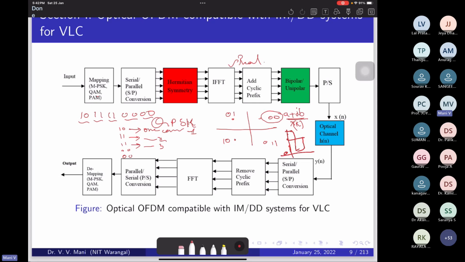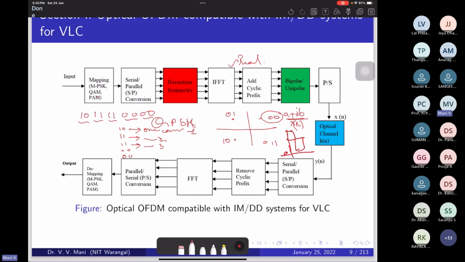Okay, so if you look at my Hermitian symmetry format, what we are going to do: the sequence of bits comes into my channel like 10111000. So first we take 10, one symbol. Next symbol is 11. Next symbol is 11. 00 is another symbol, and so on and so forth. So this 10 is mapped to A plus j beta, and this A plus j beta is directly given to IFFT.